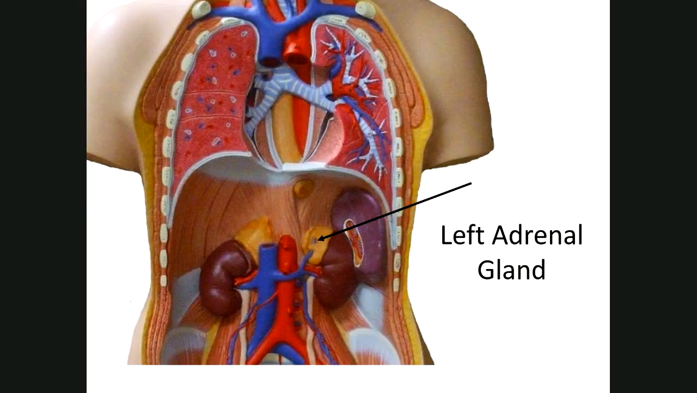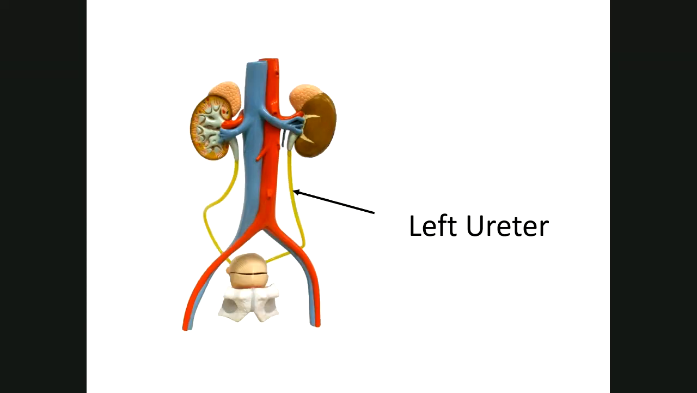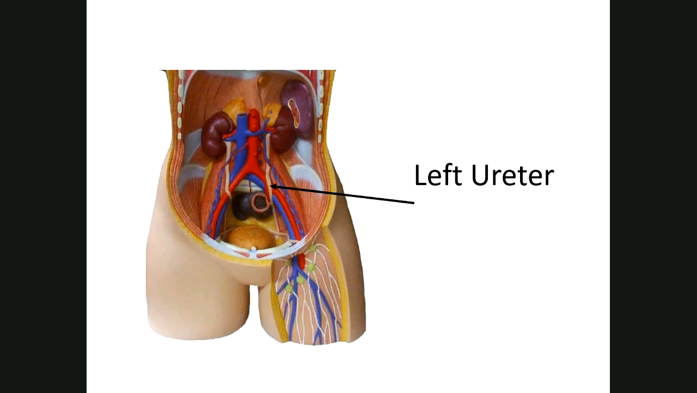Okay, so the left adrenal gland sits on top of the left kidney. Okay, here's the left ureter. Okay, back to page 91. Okay, yellow colors for the pee that it represents. All right, so is this page 2 or 3? 2? All right, page 2.